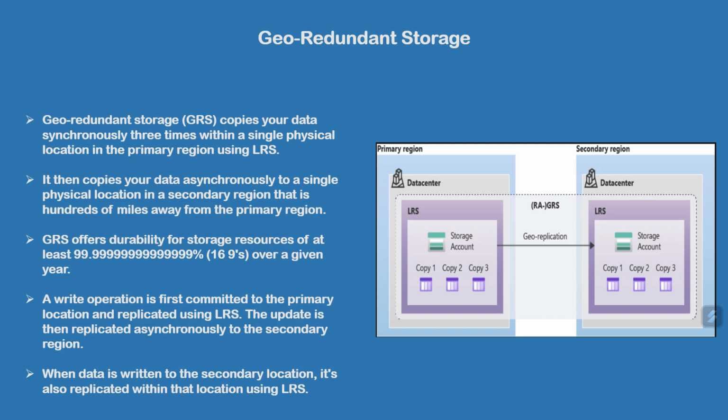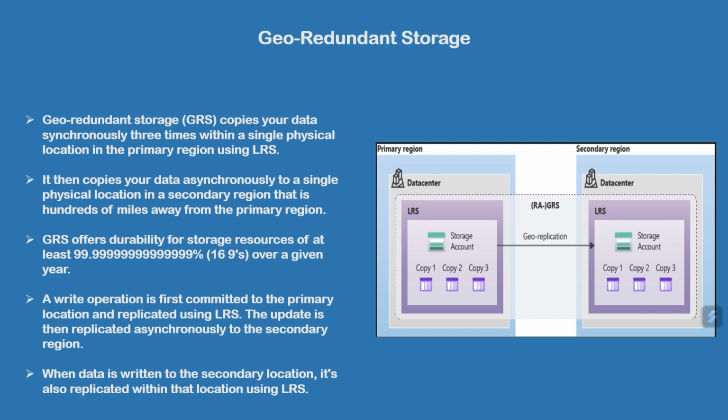Now look at this figure. There is a primary region and then there is a secondary region. There is a data center and inside it the data has been replicated thrice using LRS. Then there is a secondary region, there is a data center and the data has been replicated thrice using LRS. So what happens? We have 6 copies of data in GRS and we utilize LRS twice, once in the secondary region, once in the primary region. I hope GRS is clear to you.